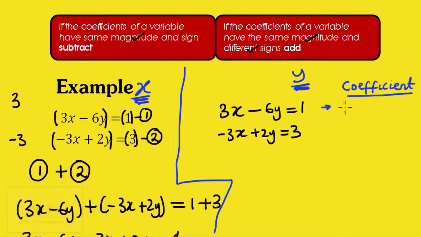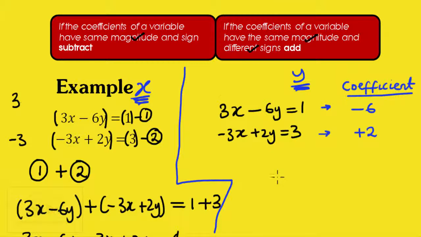Y here has a coefficient of minus 6, as you can see. In the second equation, y has a coefficient of plus 2. Now, do they have the same magnitude? No, they don't. And to apply these rules, the first thing is that the coefficients have to have the same magnitude. The magnitude of minus 6 is 6. The magnitude of plus 2 is 2.